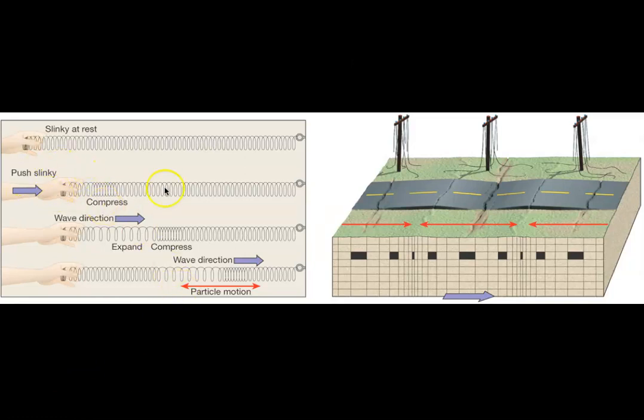Here's an example of a P wave. It vibrates within this direction, not up and down. For example, if you pull on the end of a spring and release it, the energy compresses within the spring.